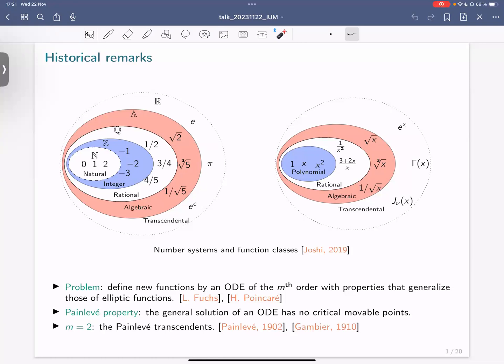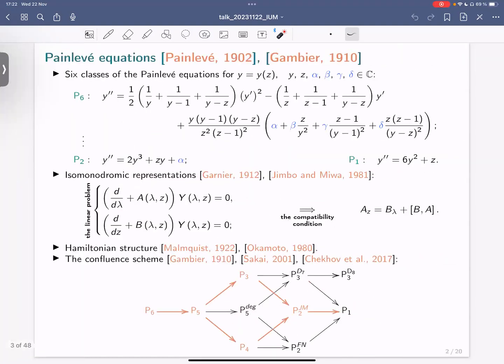And in the case of the second order ODE, this problem was solved by Painlevé and his co-authors. They found 50 classes of such ordinary differential equations, and later Gambier showed that only 6 of them define new special functions. These special functions are now known as the Painlevé transcendents. Here I present some of them. The master equation, the Painlevé 6.